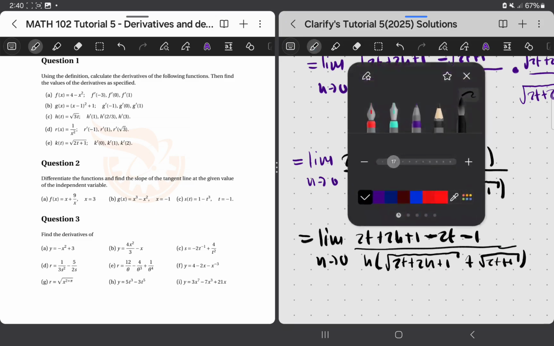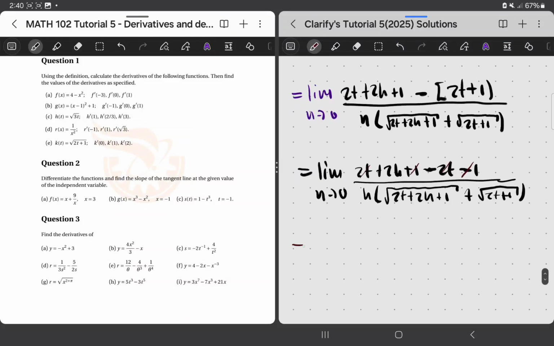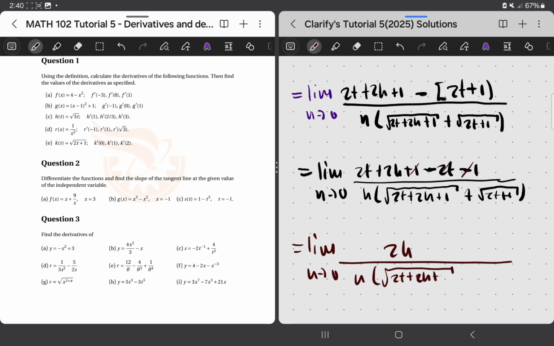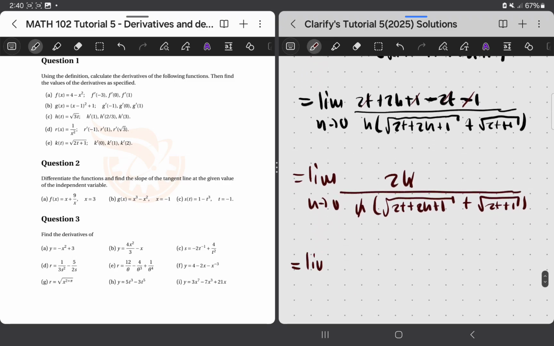Okay, so then what happens here is, of course, 2t cancels with this, and 1 cancels with this. Then we're just going to have the limit as h goes to 0 of 2h all over h multiplying the square root of 2t plus 2h plus 1 plus the square root of 2t plus 1, like this. h cancels with h, and we have the limit as h goes to 0 of 2 all over the square root.